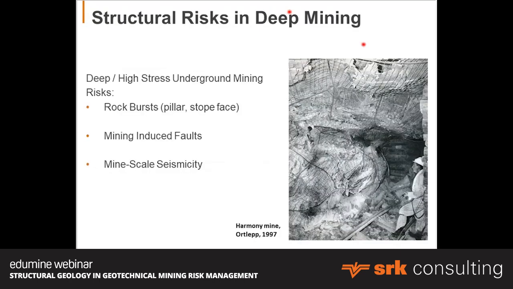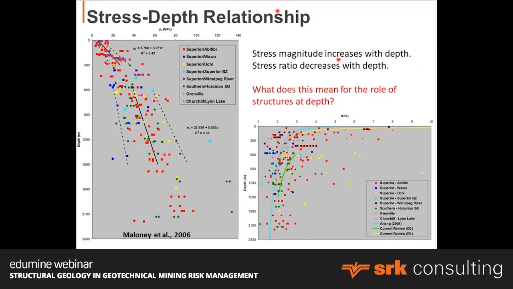Right, the final example is in deep level mining. Here we've got a situation where you face risk from rock bursts, mining-induced faults, and an overall mine-scale seismicity that needs to be understood. One of the interesting things here that's different between shallow and deep-level mining is that although the stress magnitude increases with depth, the stress ratio tends to decrease. That means that the difference between your vertical and your horizontal stress actually decreases.